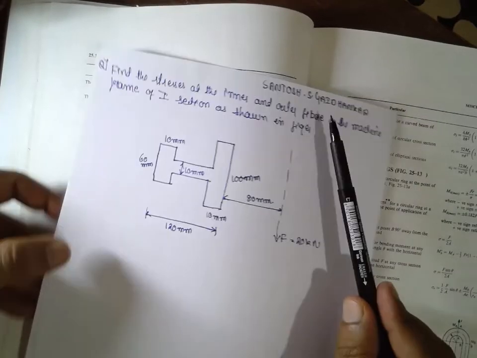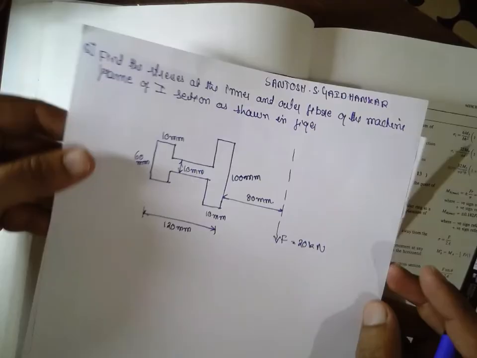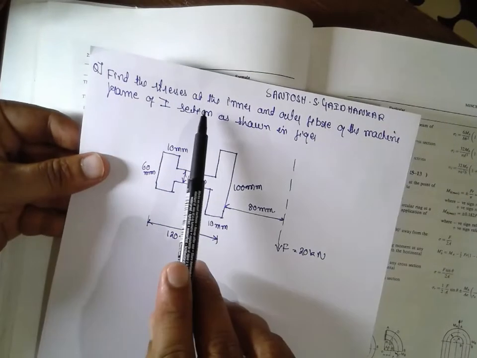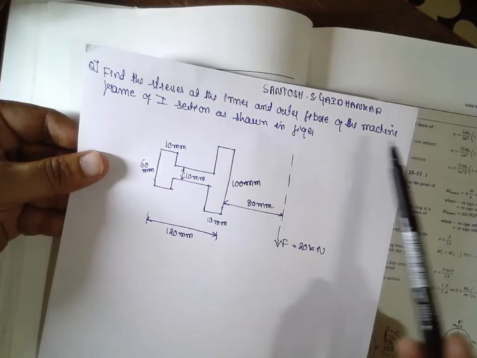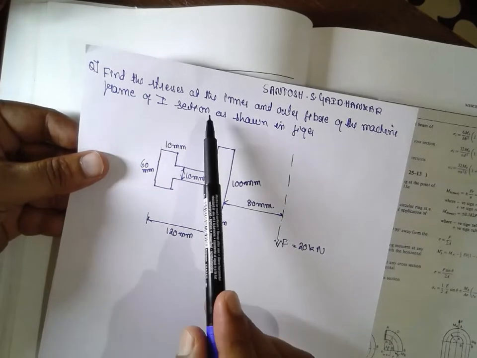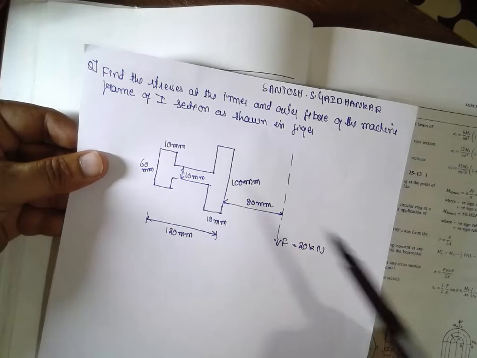I am Satush Gadankar. Today's concept is about curved beams. Find the stresses at the inner and outer fiber. This is the inner and this is the outer fiber of the machine frame of I section, as shown in the figure. This is the figure that is given.